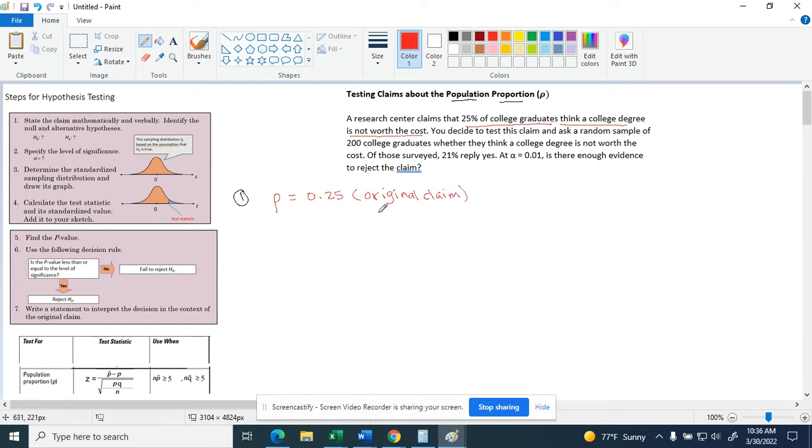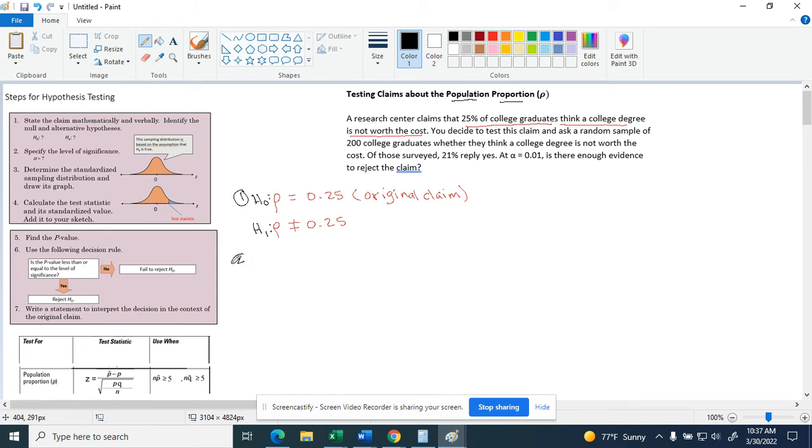Every claim has a counterclaim. You may claim something, and somebody else can claim the opposite. So what is the counterclaim of P equal to 0.25? P not equal to 0.25. So every claim has a counterclaim, and you have to set up both claims. Now, because we have 2 claims, we need to label them as H0 or H1. The claim that has the equal sign will be H0, and the claim that doesn't have the equal sign will be labeled H1. And that's step number 1.